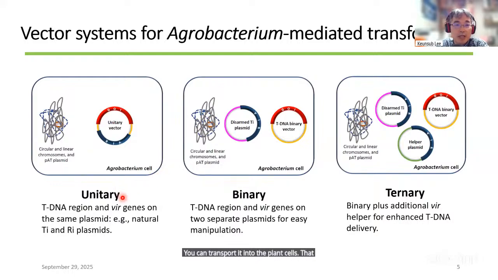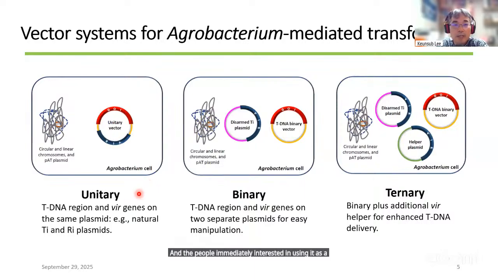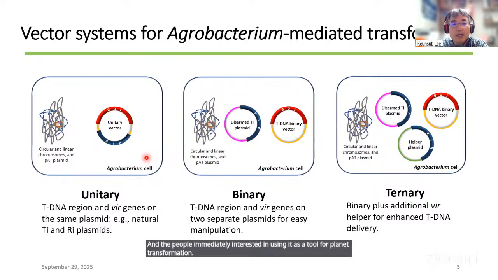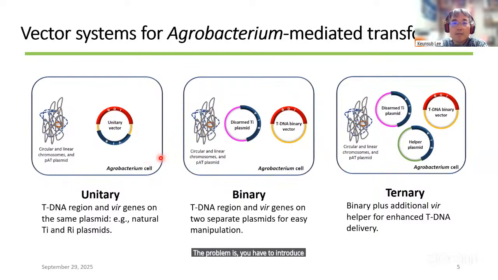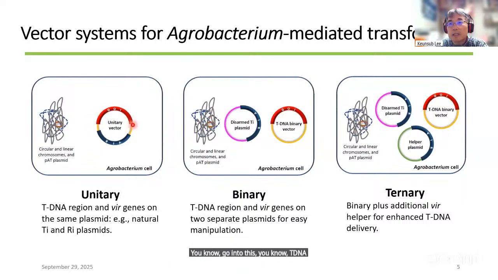That revolutionized bioengineering, and people immediately became interested in using it as a tool for plant transformation. The problem is you have to introduce your gene of interest in the form of a co-integrate vector, which does not replicate within Agrobacterium, but should go into the T-DNA region of your Ti plasmid, which is not very easy. And then came the binary vector, by splitting the T region into a separate plasmid so that it's easier to manipulate. And then came the ternary vector system. So I'll go over them one by one.